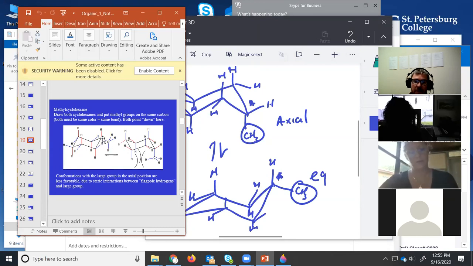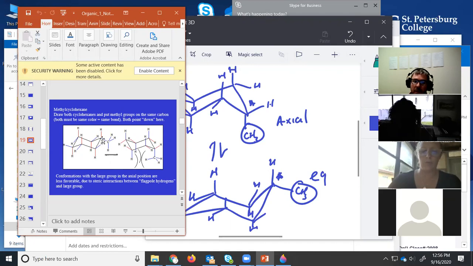Well, the one on the left isn't axial, it's equatorial, the methyl group. I'm sorry, equatorial, that's what I meant to say. Oh, yes, okay. But I'm saying it's a little hard for me to see because it is pointing down at an angle from the right, but the axials always point directly up or directly down. But what about the equatorials? Well, that's what I point to.